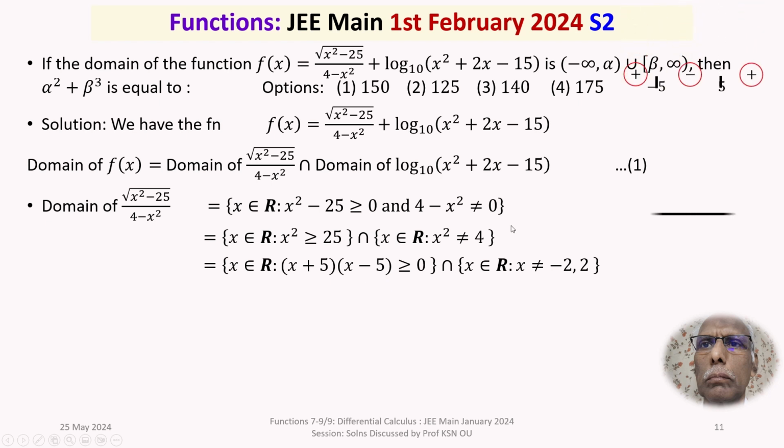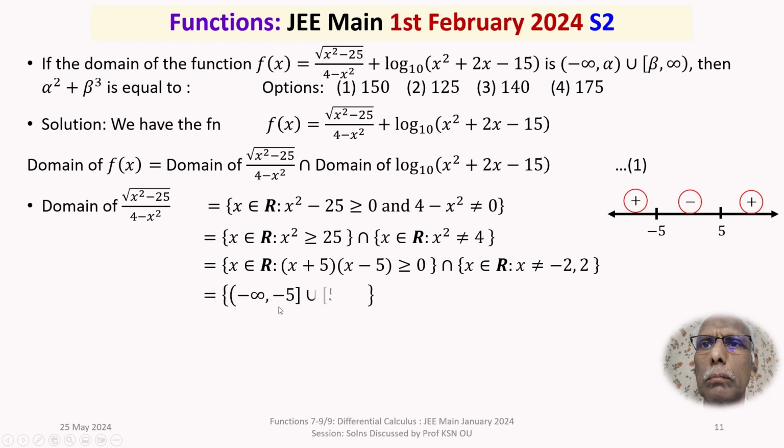So we take a real number line and identify minus 5 and plus 5 here. When x is greater than 5 it is positive, it is negative in between minus 5 and 5, and positive below minus 5. Since we need it to be greater than or equal to 0, it is minus infinity to minus 5, closed at minus 5, and 5 to infinity, closed at 5.